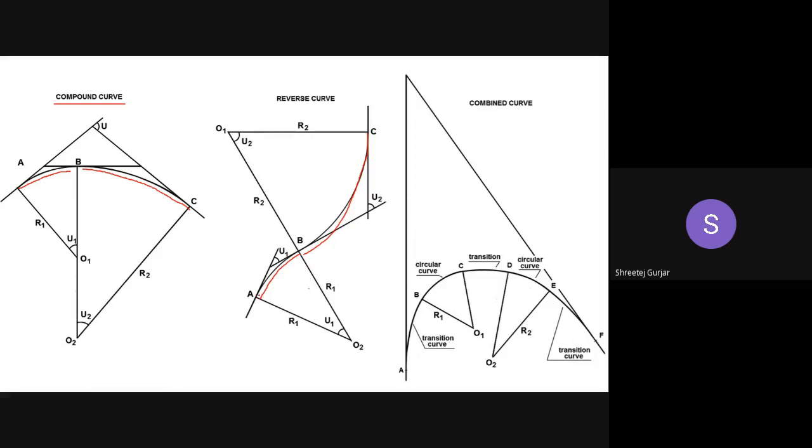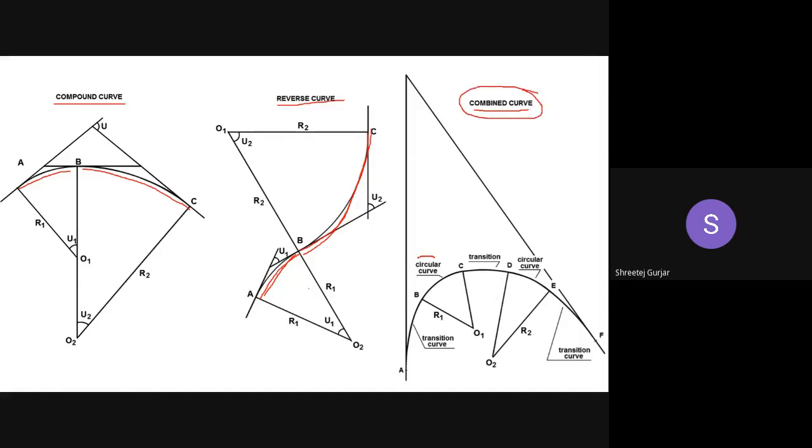The first curve is tending to turn in the right direction, while the second curve we can see is turning in the left direction. So we have learned compound curve and reverse curve. Now you can see a combined curve which is provided over here. Combined curve meaning it is a complete curve.